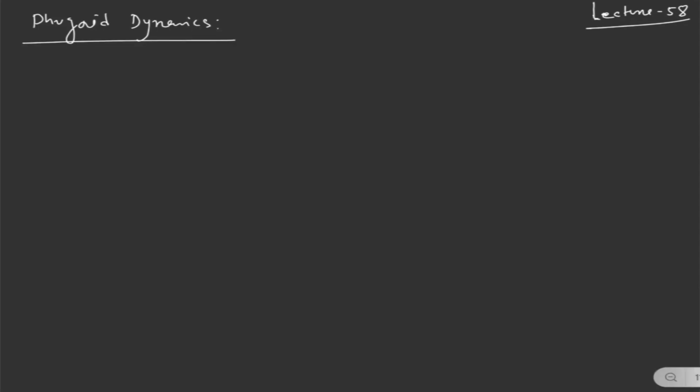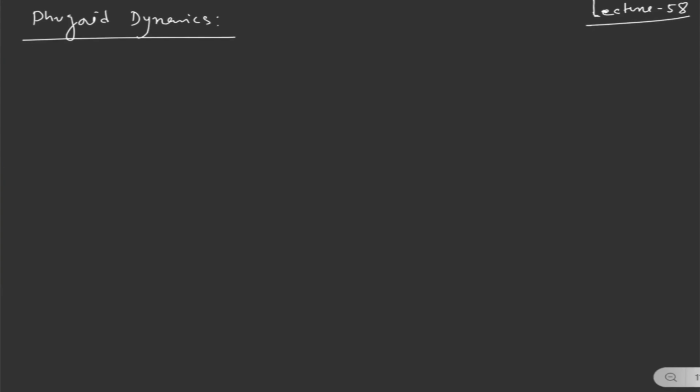In the last lecture, we discussed the transfer functions for the short period dynamics in the longitudinal motion. In today's lecture, we'll be discussing the Phugoid dynamics and how we can find the transfer function for the Phugoid dynamics. First, let us rewrite the natural dynamics of the Phugoid approximation.